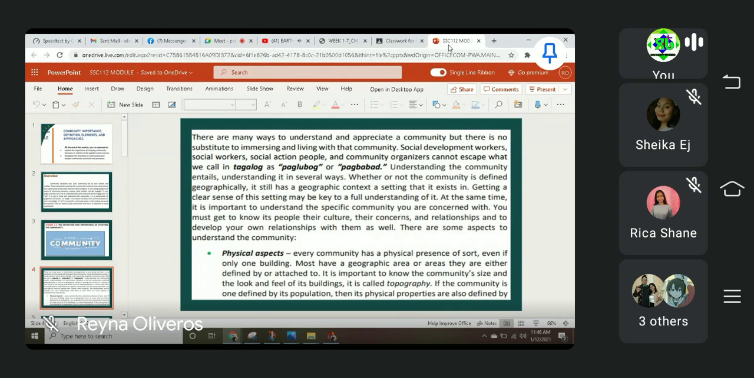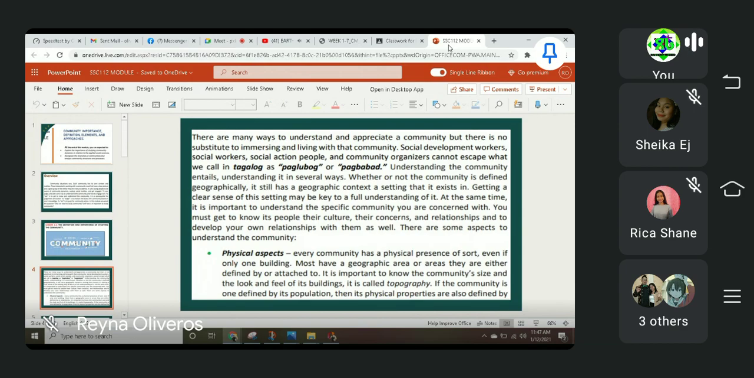So, social development workers, social workers, social action people, and community organizers cannot escape what we call in Tagalog as paglubog o pagbabad. It is because understanding the community entails understanding in several ways. Diba? Whether or not the community is defined geographically, it still has a geographic context as a setting that it exists in.